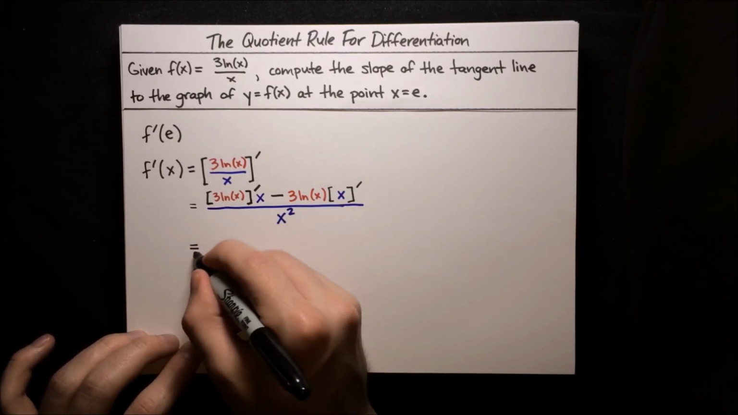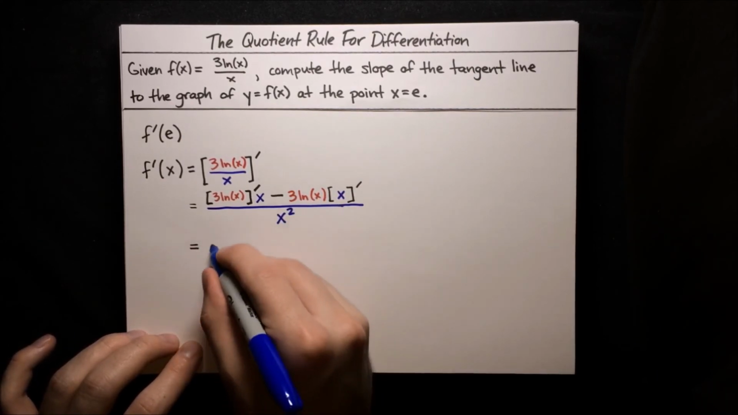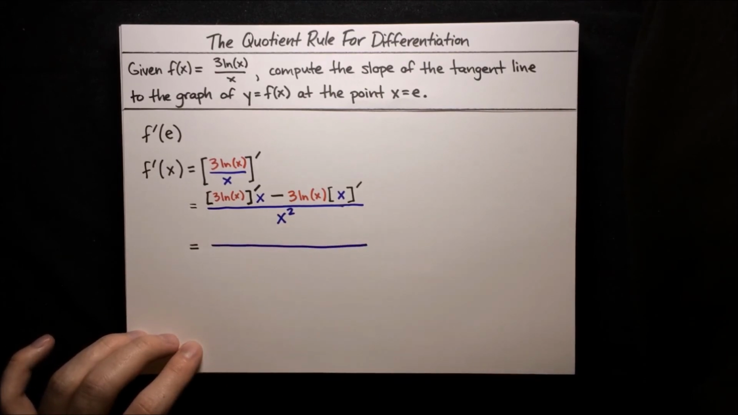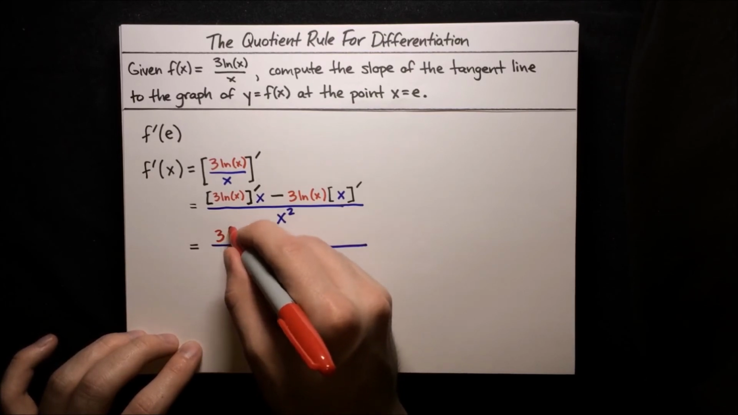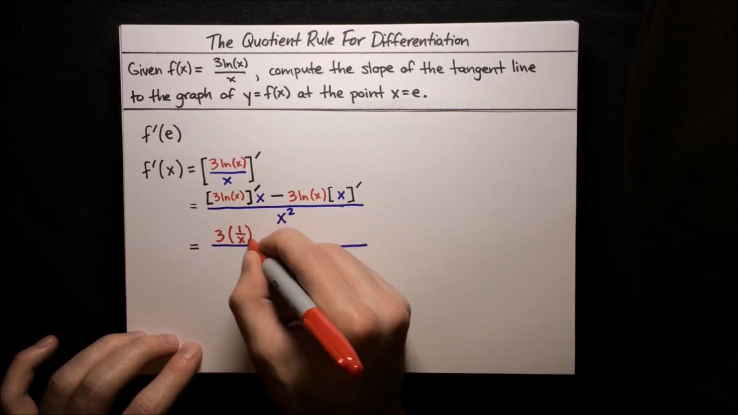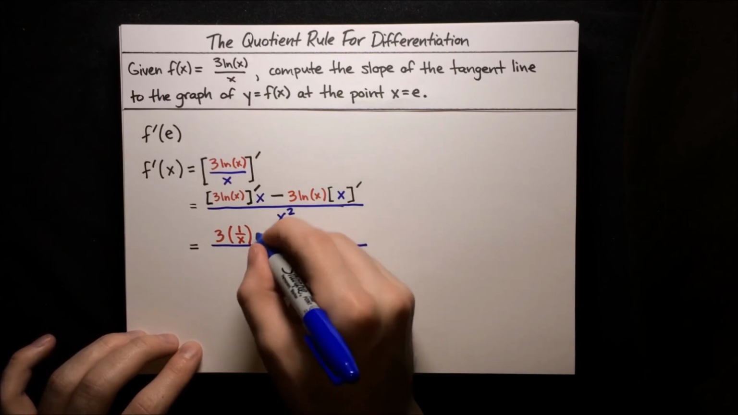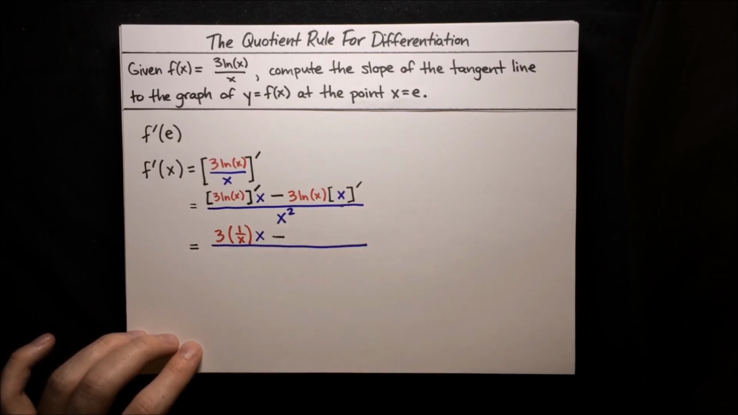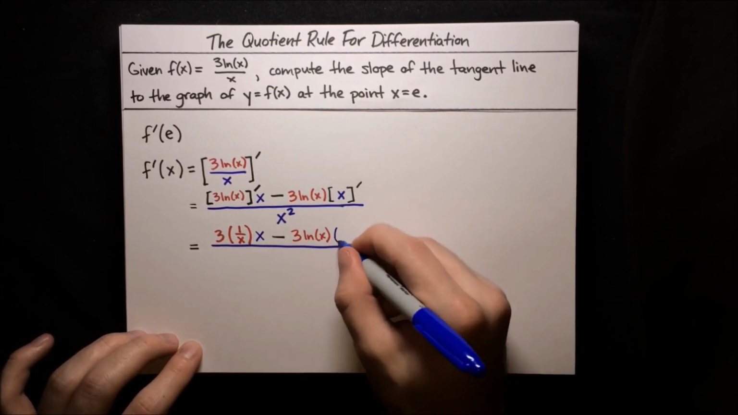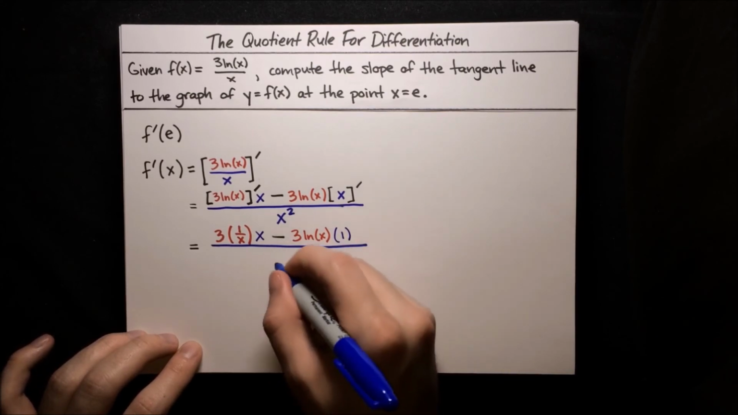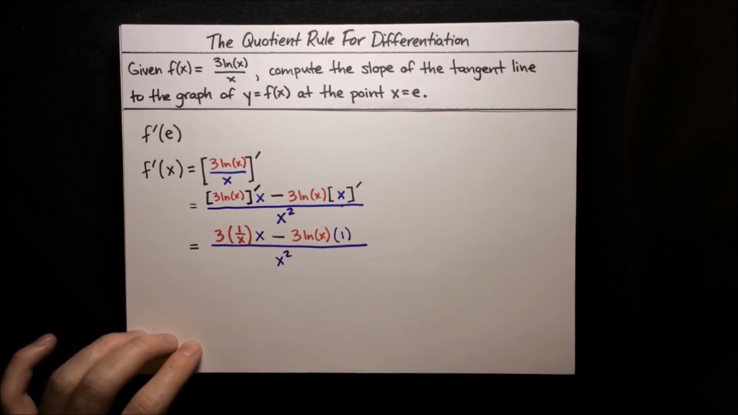Now let's go ahead and compute these easier derivatives. We've still got our fraction. We're looking in the numerator first. The derivative of 3 times natural log of x. Well, remember, constants factor out of the derivative, so we just have 3 times the derivative of natural log, and derivative of natural log is just 1 over x. So 3 times 1 over x times x. And then minus 3 natural log of x times the derivative of x, which is just 1, all over x squared. Let's keep on simplifying before we plug in for x, just to save a bit of work.